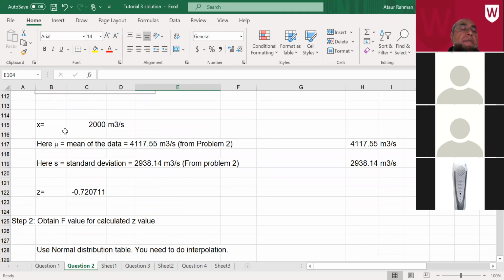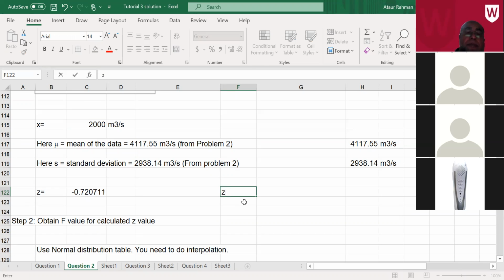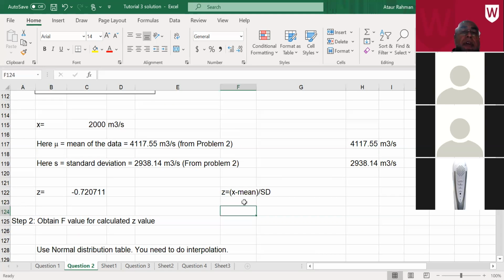So our X is given here. If X is given and we know the mean and standard deviation of the data, then we can find out the Z, is that right? So what is the equation to find out Z? Z equals X minus mean, divided by standard deviation. So in this case, we know the X is given, 2000. We can find the Z.